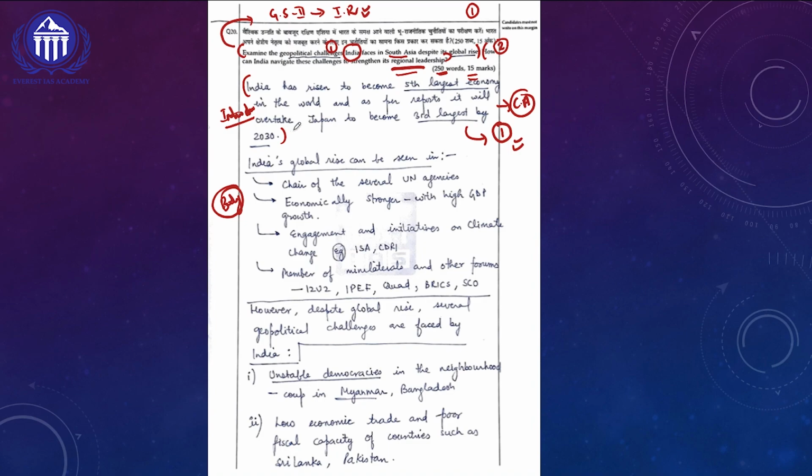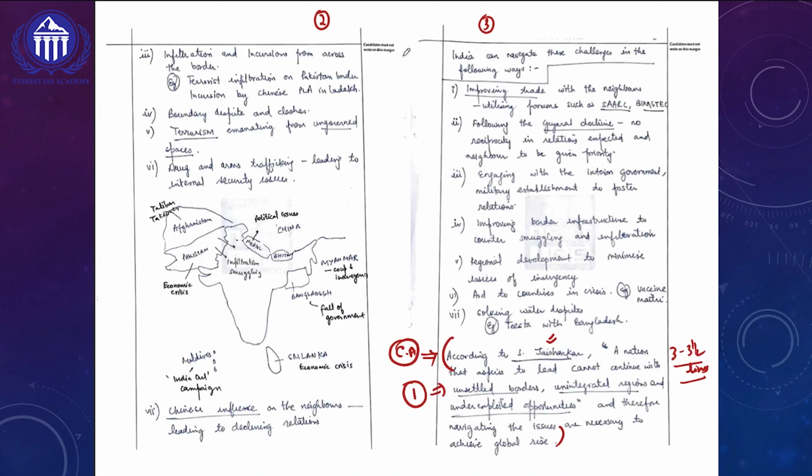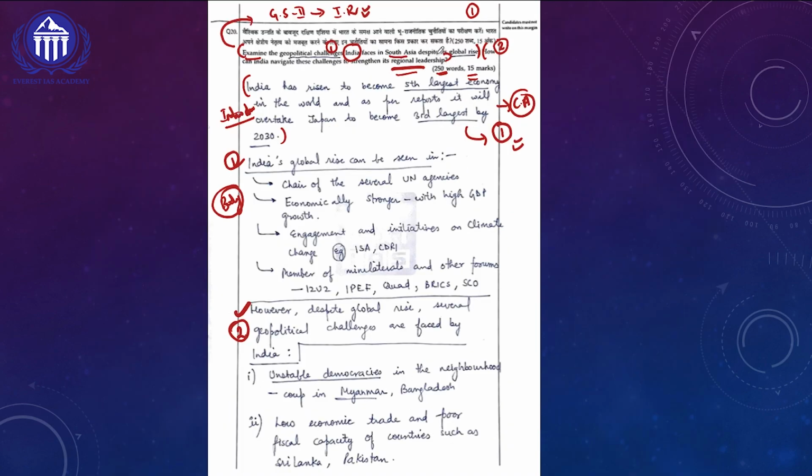Let's now go into the body of the answer which he has followed in this particular answer. Overall, if you look at the body of the answer, they are asking us to examine the geopolitical challenges, that is the first major component, and in the second major component they are asking us how to navigate the challenges. This topper has used various subheadings: India's global rise is one subheading, then he has talked about the challenges, and third, how India can navigate the challenges. He has broken the two major components into 3 major subheadings in his answer.